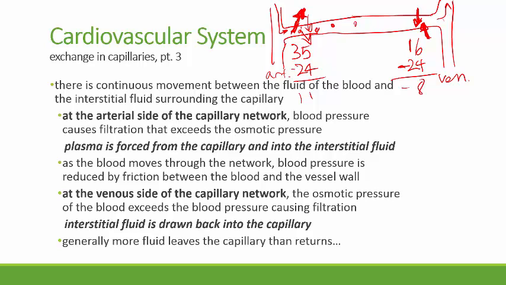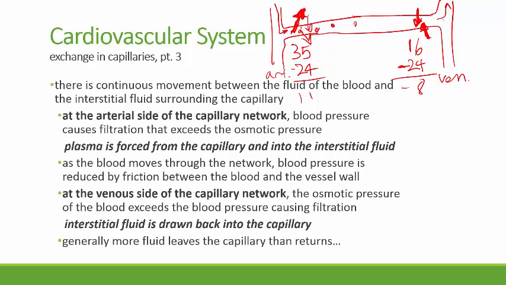Because of the higher blood pressure here at the arterial side, plasma gets forced out into the interstitial fluid, carrying with it oxygen and nutrients and hormones. All sorts of stuff gets carried out if it can pass through those intercellular channels. The rest of it must diffuse across the endothelium of the capillary or be actively transported out of the blood or back into the blood.